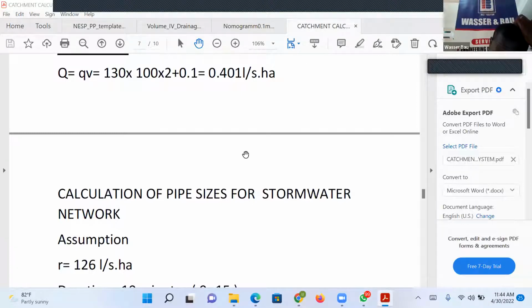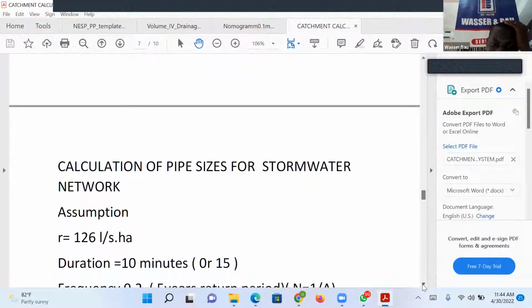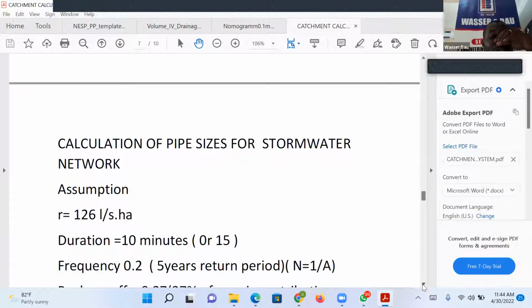Okay. So you can see that 126 is what is coming out per hectare. So here, we're using 10 minutes. We're using frequency of 2, but let me change it to 1.